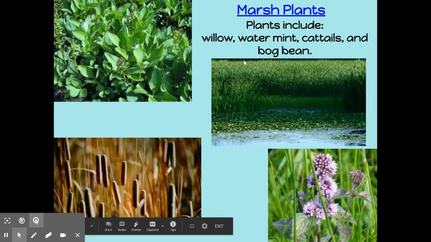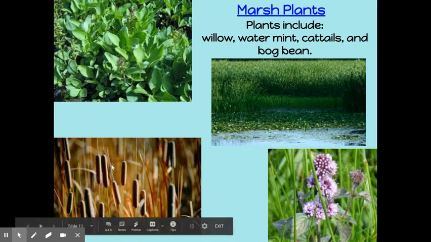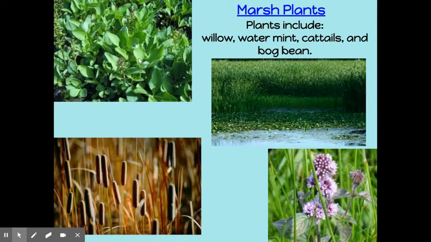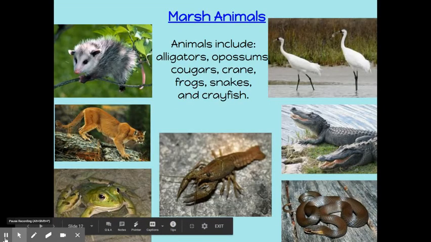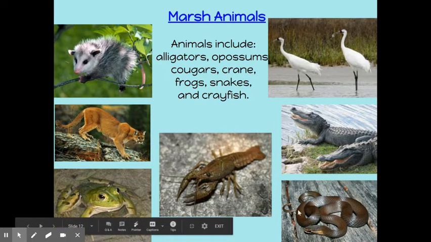The plants that grow in a marsh are willow, water mint, cattails, and bog beans. And the animals that live in a marsh include alligators, possums, cougars, cranes, a type of bird, frogs, snakes, and crayfish.